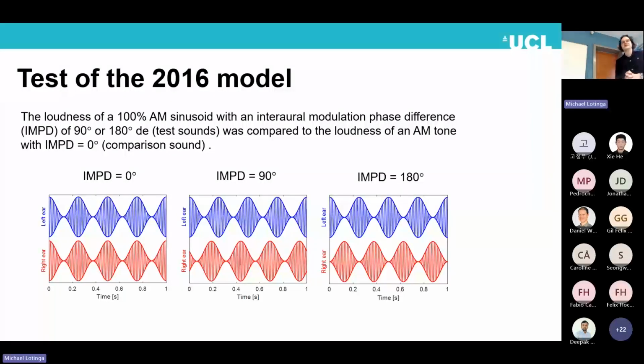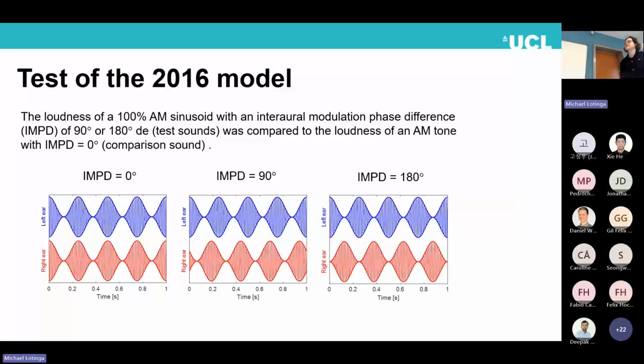We have two modulated pure tones, but their modulation varies across the two ears, shifted across the two ears. When you have a modulation phase difference of 0 degrees, then you have the same signal in both ears, it goes up and down. But we also applied modulation phase differences of 90 degrees or 180 degrees. 180 degrees means you go up and down exactly in the opposite. So one ear is at the maximum, the other at the minimum, and vice versa. And why does this matter?